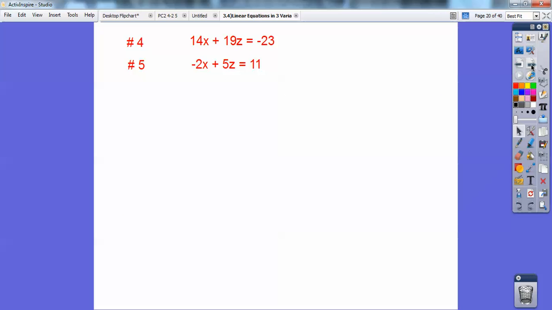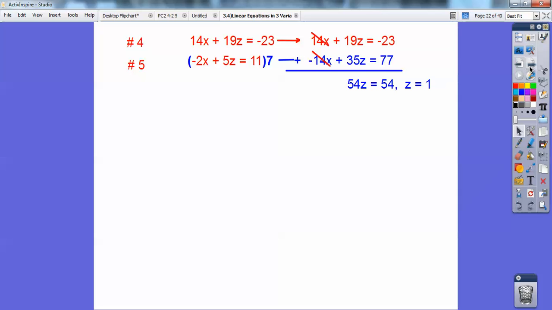Okay, so now I'm going to take equation number 4 and 5 and use my Algebra 1 skills to solve for those guys right there. Can you see if I multiply this by 7, I'll get a negative 14x. So times 7, times 7, times 7, and that's going to get me those guys right there. Now I can add those guys together, and I get 54z equals 54, so z equals 1.